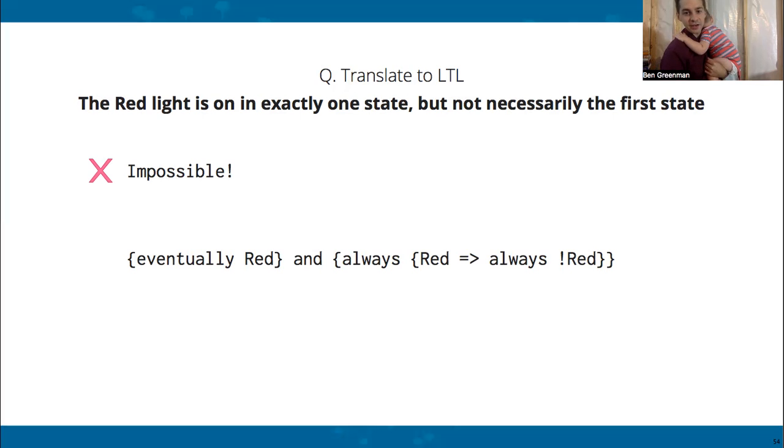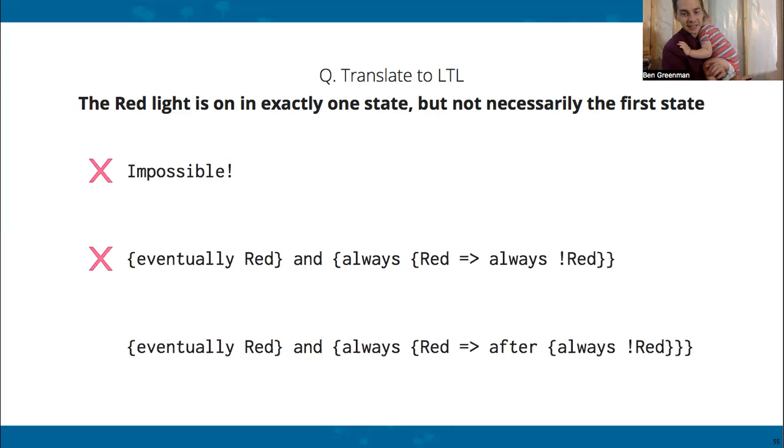Eventually red and always, red implies always not red. Is this a correct translation? Yes or no? No. It is close, but not quite right.